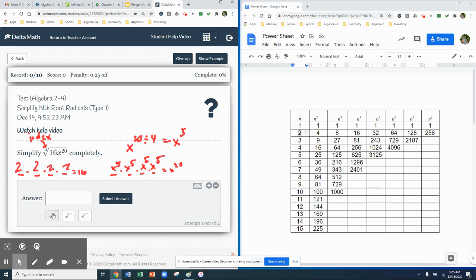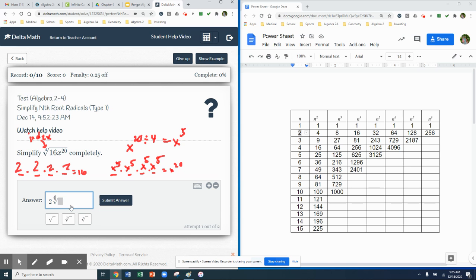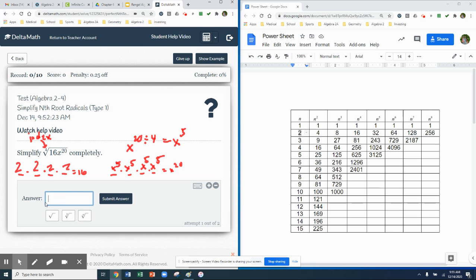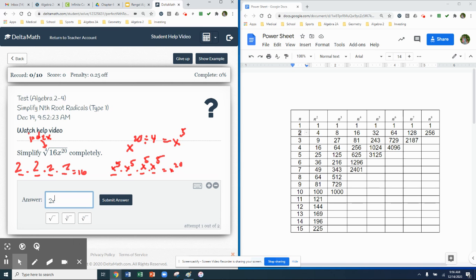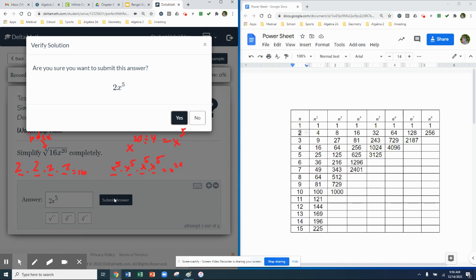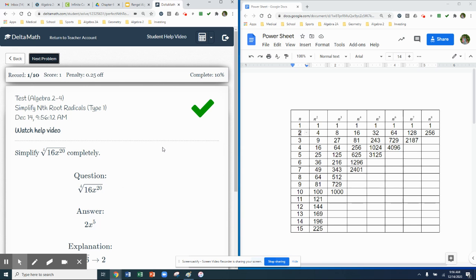So then to type in my final answer, I'm going to put 2, because that's what the 16 simplified to. And then I have to use this little nth root that they give me. Oops, nope, this one simplifies perfectly. My bad, I'm thinking of my next section. So 2 is what the 16 becomes, and then x to the fifth is what happens when I take the fourth root of x to the 20th. I'm going to hit Shift 6, x to the fifth. Now at this point, I'm going to submit it and double check my answer.